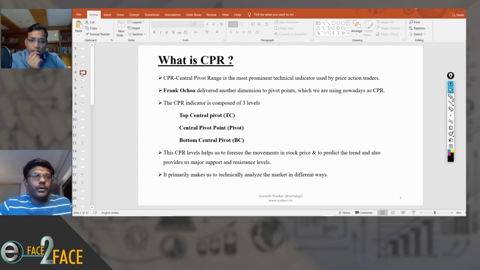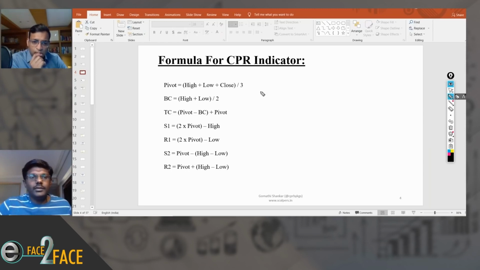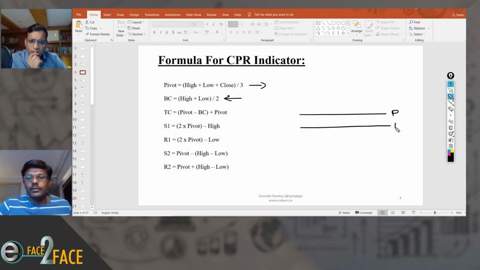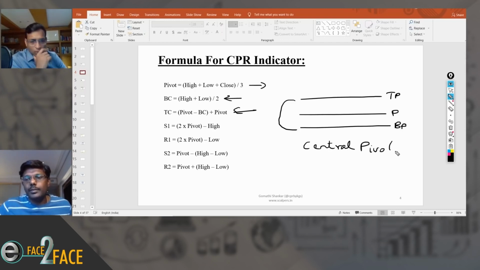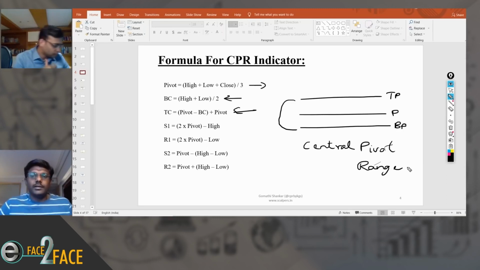So let me show the formula for the TC and BC. This is basically the median line, and this is the bottom line. This is called the bottom pivot, and this is called the top pivot. These 3 lines together are called the central pivot range. Okay, central pivot range. So this range is called CPR. This range is called the CPR indicator.